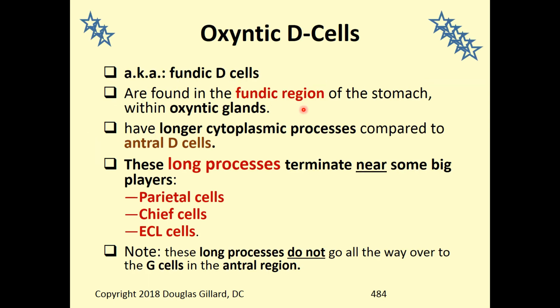Oxyntic D cells, kind of running out of time here. They're found in the fundic region or oxyntic region of the stomach, i.e. the anatomical fundus and body. These guys have really long cytoplasmic processes, which are so long they almost are like wires directly connecting to parietal cells, chief cells, and ECL cells. So they don't use a hormone mechanism because they really don't need to because of these long processes.